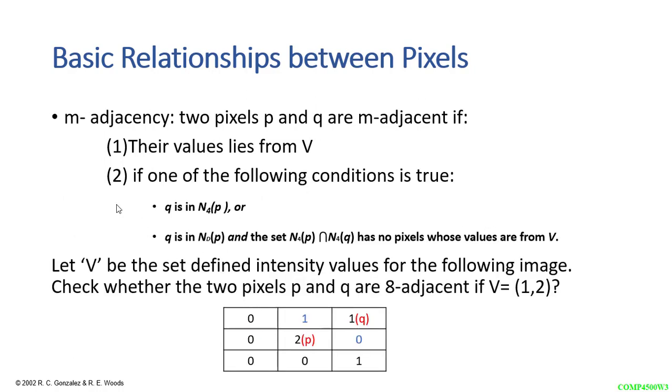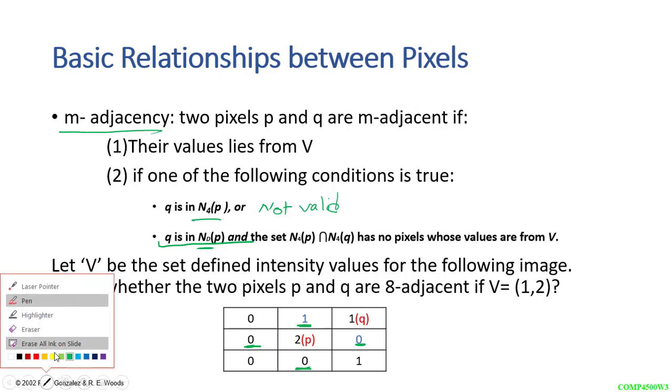The final example is for M adjacency. The first condition is Q is in the N4 of P. So what is N4 of P? N4 of P is this pixel, this pixel, this pixel, and this pixel. So this one is not valid. Okay, our next option is to check the next condition. The next condition is Q in ND of P. What is ND of P?